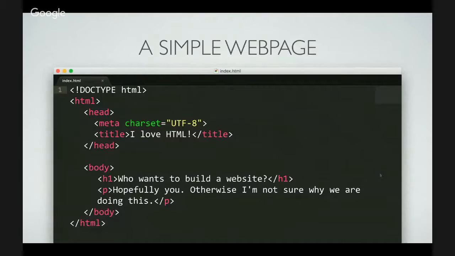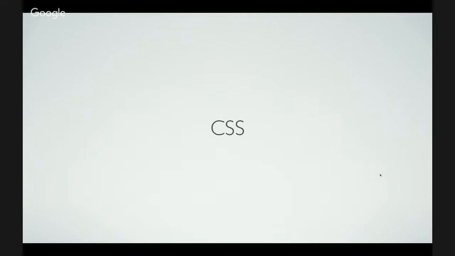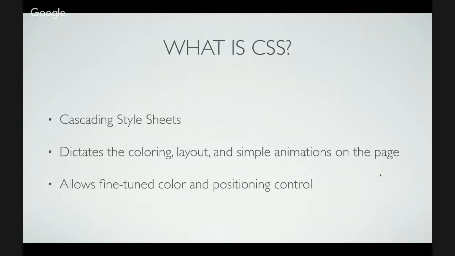So if we look at this again, we can start to see that we have basically this declaration at the top that says we're using HTML, but then we have a series of opening and closing tags that contain all of our information. And that's HTML. It demarcates the pieces of our page. So now CSS. What's going on with CSS? Well, this is how we style our page. So CSS stands for Cascading Style Sheets, and it dictates the coloring, layout, and simple animations on the page. It allows us for fine-tuned color and positioning control.